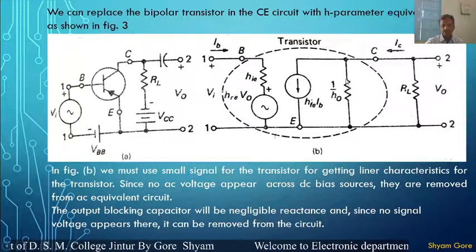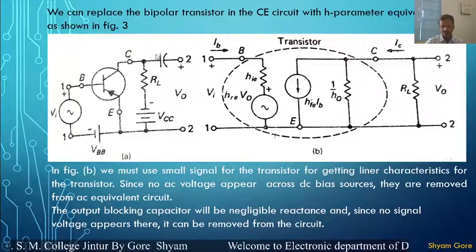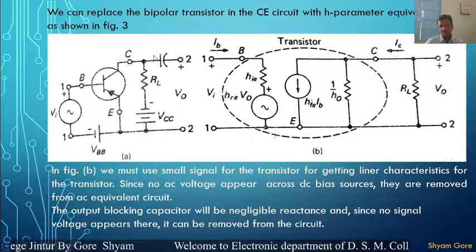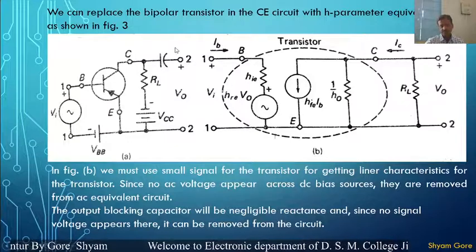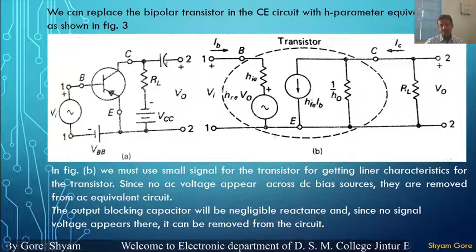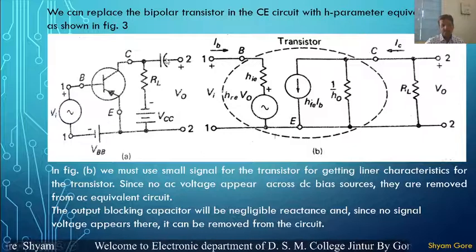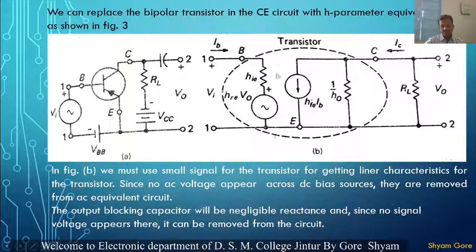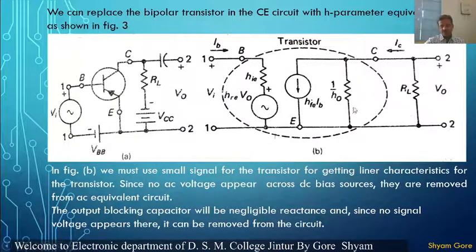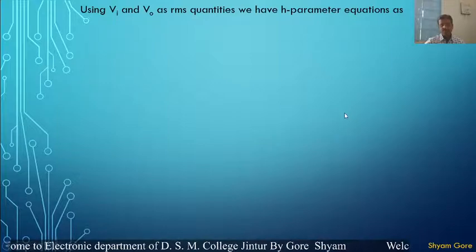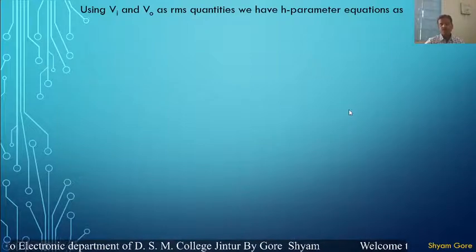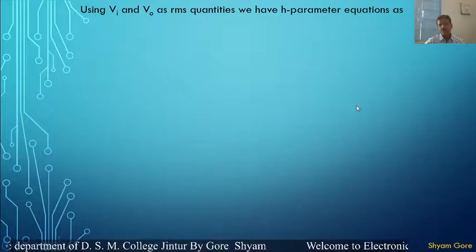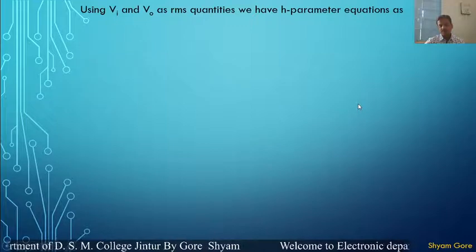And the output blocking capacitor, the reactance of this capacitor is very small for the DC equivalent circuit. Therefore, this blocking capacitor is also removed from the circuit, and the circuit is like this. This is the H parameter equivalent circuit for the transistor. And we are using the Vi and Vo as the RMS quantity in the H parameter equation.